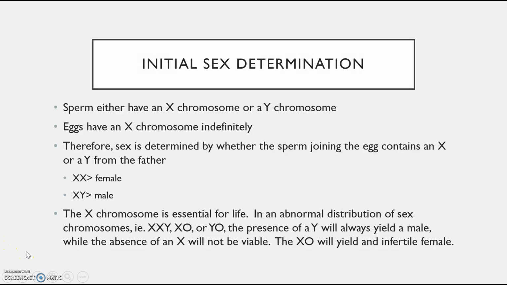Something that happens is abnormal distribution of sex chromosomes in the sex cell formation. Sometimes there will be an XX or a Y, and the presence of a Y always yields a male. And the presence of an X is essential to life. So an XXY would be a male. Just an X chromosome would be a female, but this female would have Turner syndrome and would not be able to reproduce. And the presence of only a Y would not be viable, so this would not form into a child.